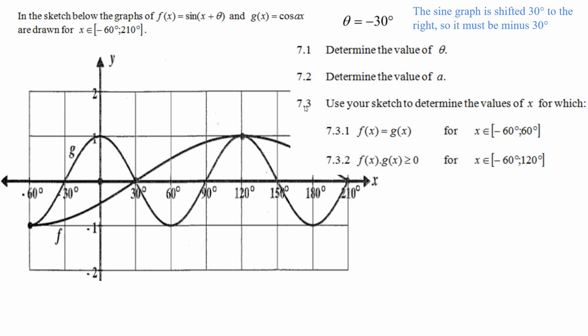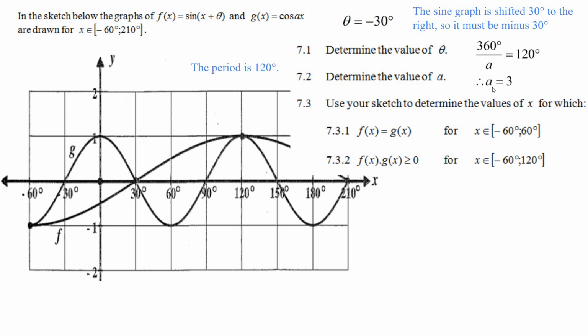What about a? The value of a goes with g here, and that's all about the period. You have to know that the number in front of there is all about the period. If you take 360 and divide by a, you'll get the period. But what is the period of g? Going from here all the way down and then coming back to here, that's the period. It's 120 degrees.